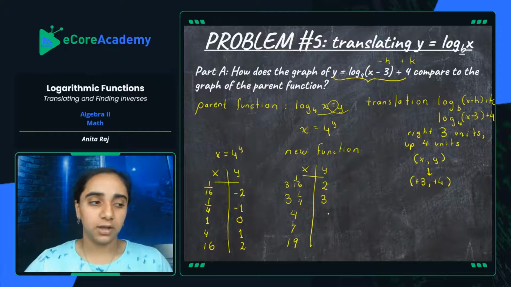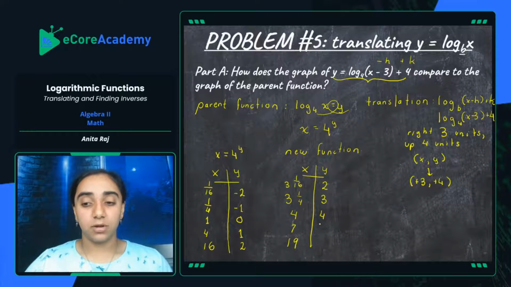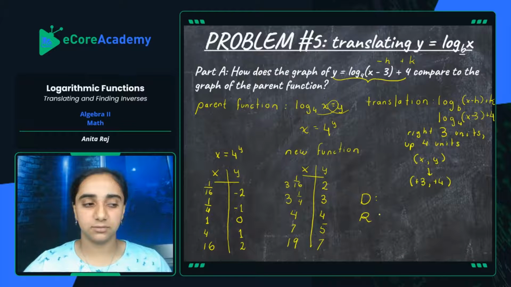0 plus 4 is 4, 1 plus 4 is 5, and 2 plus 4 is 7. So this is our new xy table for the new function. Let's now identify domain, range, and the asymptote.